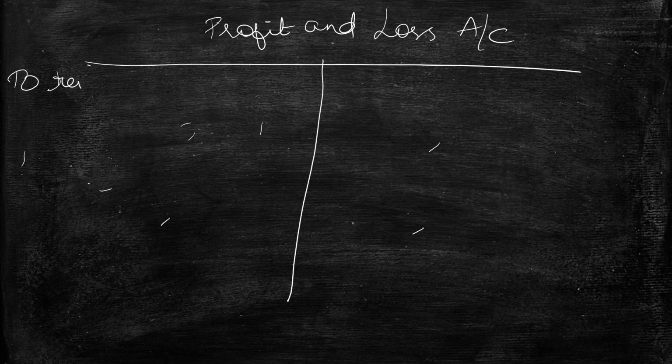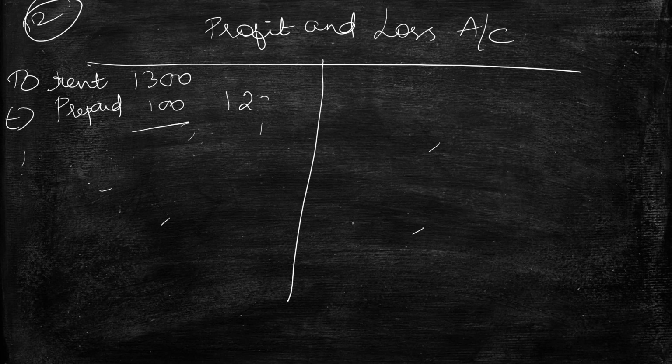First, we have rent. We have a rent amount of rupees 1,300, and there is an adjustment, that is we have paid rent in advance. So I am going to deduct the prepaid amount from the rent, because we have to enter only 12 months expenses or income. We have paid 13 months rent, 1 month in advance. So I am going to deduct the prepaid amount, and we are getting 1,200 rupees rent, which belongs to the accounting period.